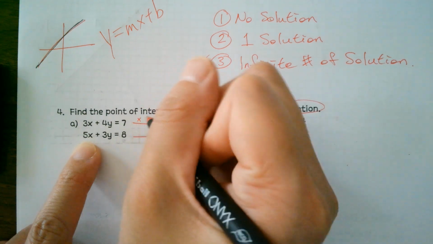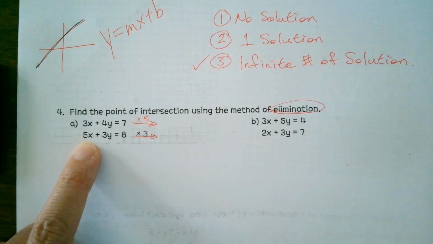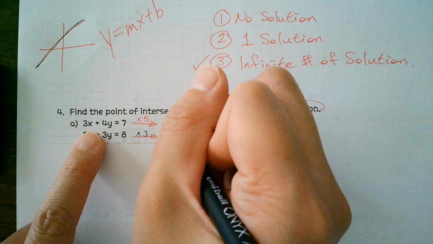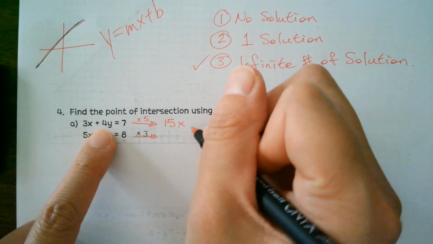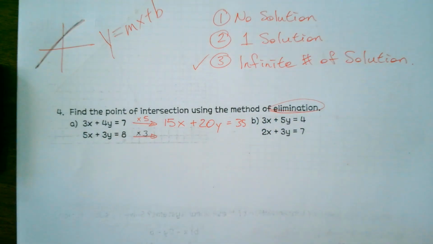So I'm going to multiply my top equation by 5, multiply the bottom equation all by 3, so that I can get the same coefficient. So 15x plus 20y equals 35. Answer 15. Yes.